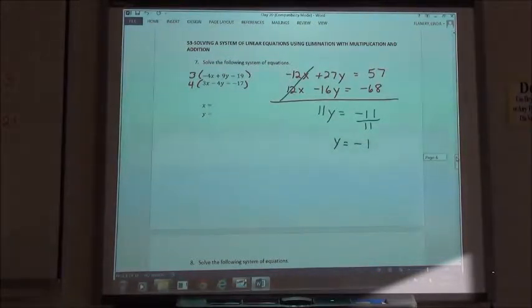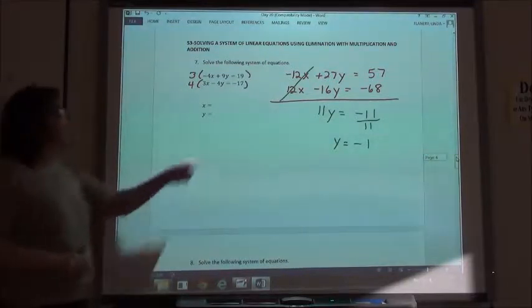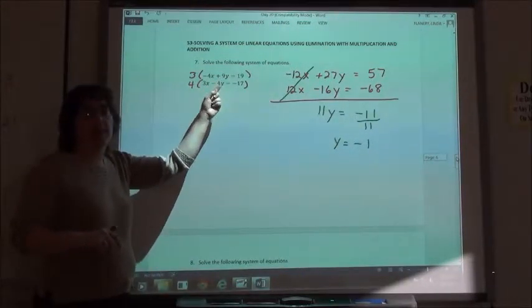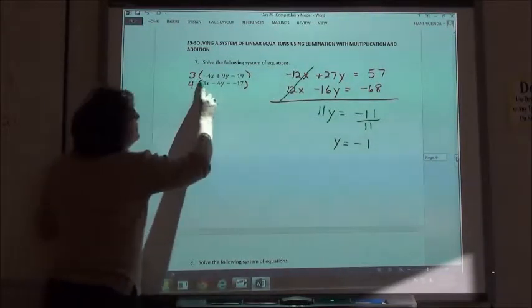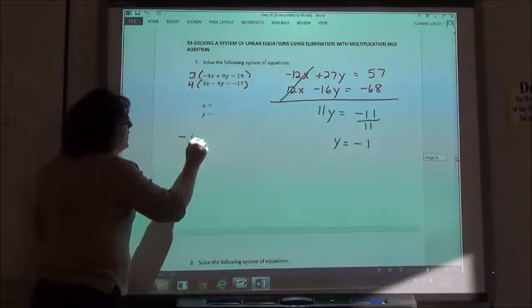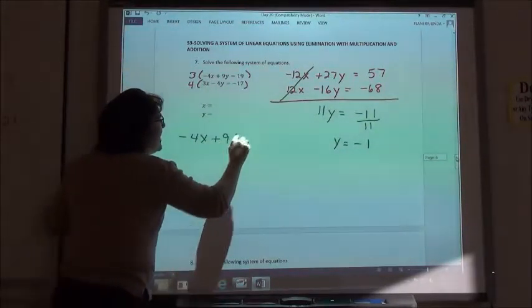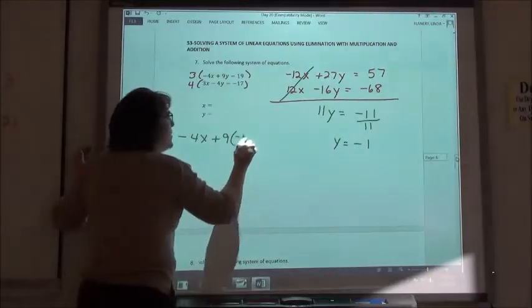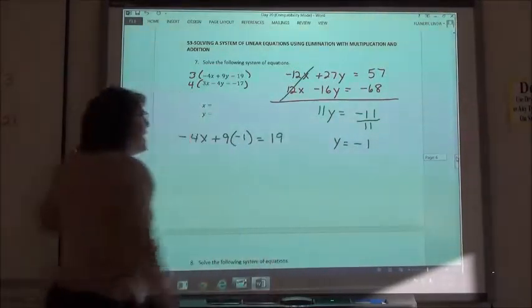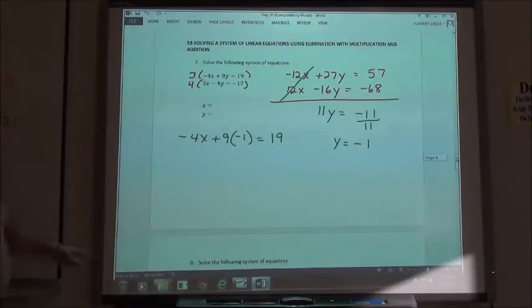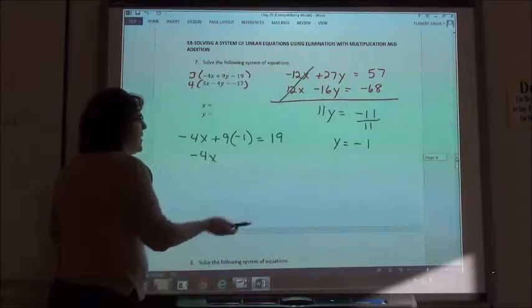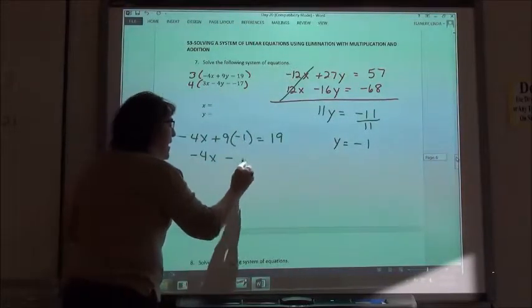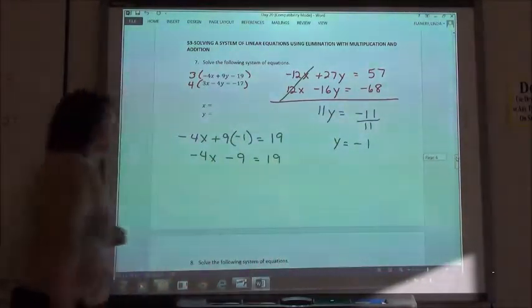Now in this one, it's not quite so easy to find my other answer. I have to substitute that negative 1 in either of my two equations and then solve it for the missing variable. So in this case, I'm just going to pick the top equation. If I do the top equation, I'm going to have negative 4x plus 9 times my y value. We had y was negative 1 equals 19. So when I solve that, first thing I want to do is get rid of these parentheses here. So negative 4x, positive times the negative would be negative 9 equals 19.